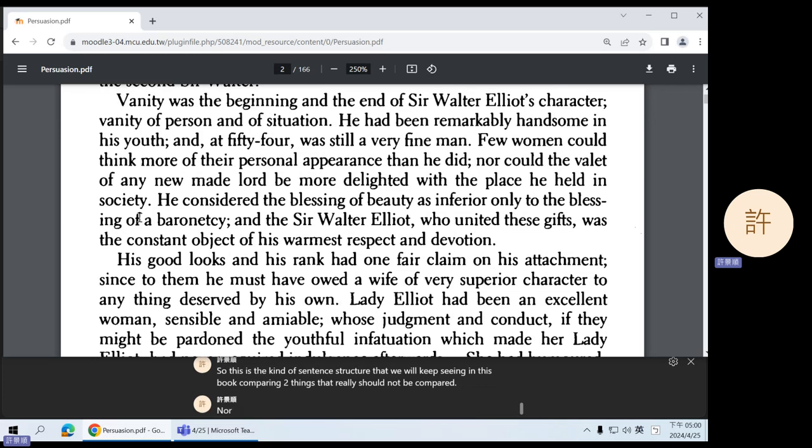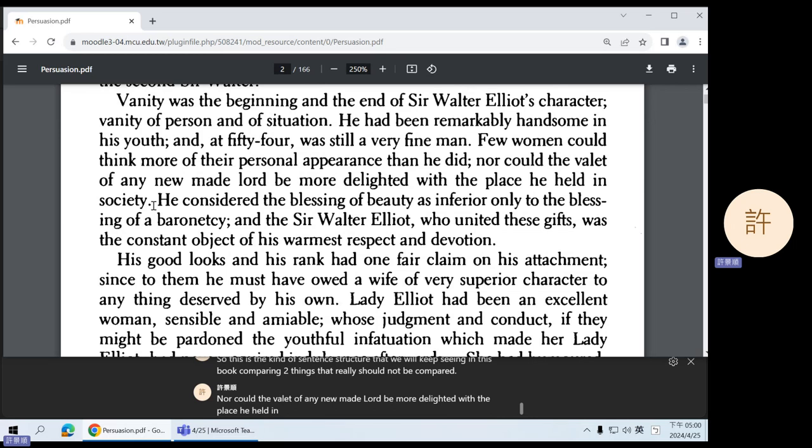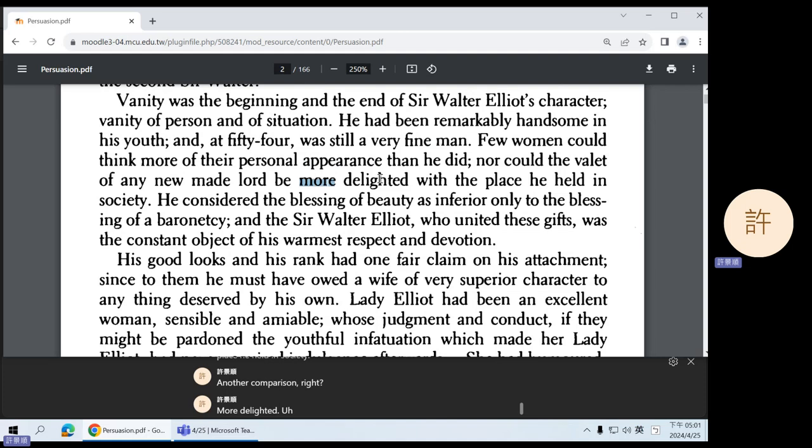Nor could the valet of any new-made lord be more delighted with the place he held in society. Another comparison, right? More delighted here. So what are we comparing? The valet of any new-made lord. A valet is a servant. So the idea is a rich guy has a servant, and the guy is created into the nobility. He rises from a normal person to a noble person. In this case, his servant would also be very happy. That's the first thing.